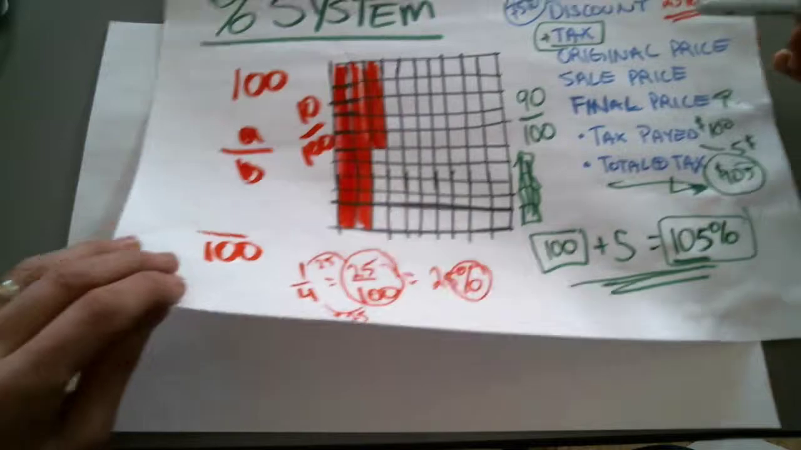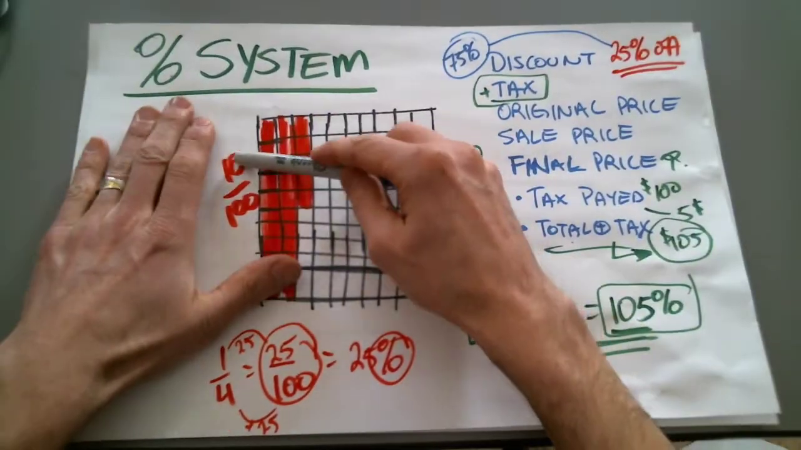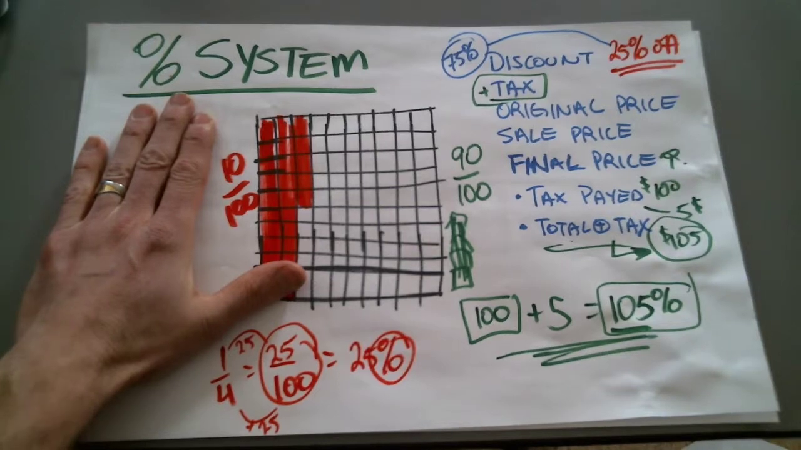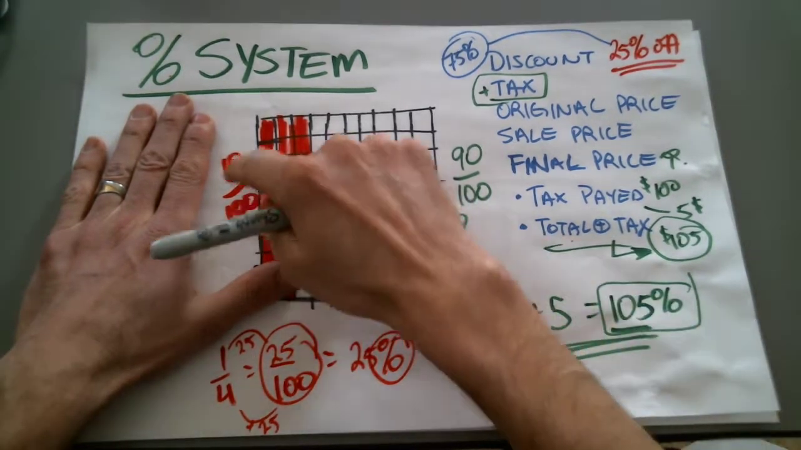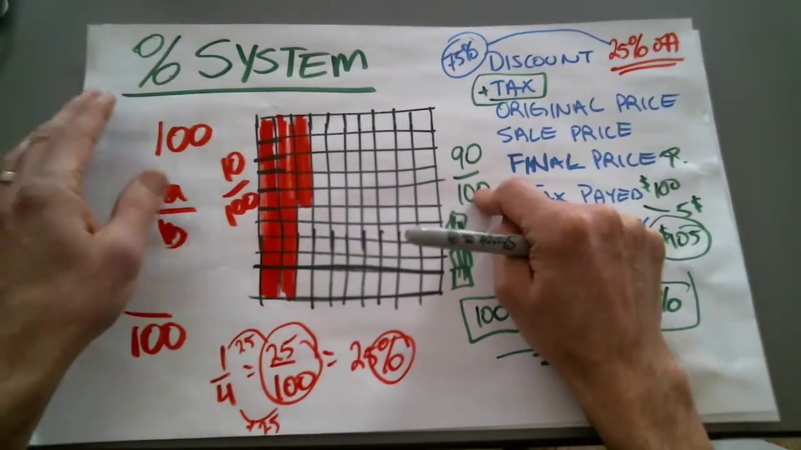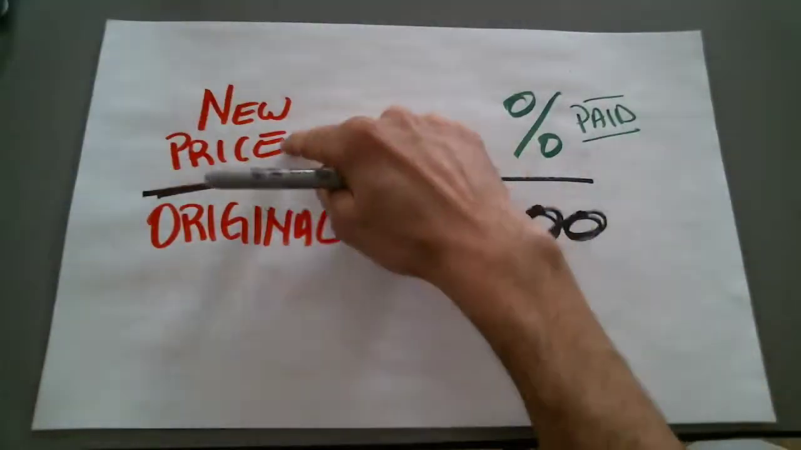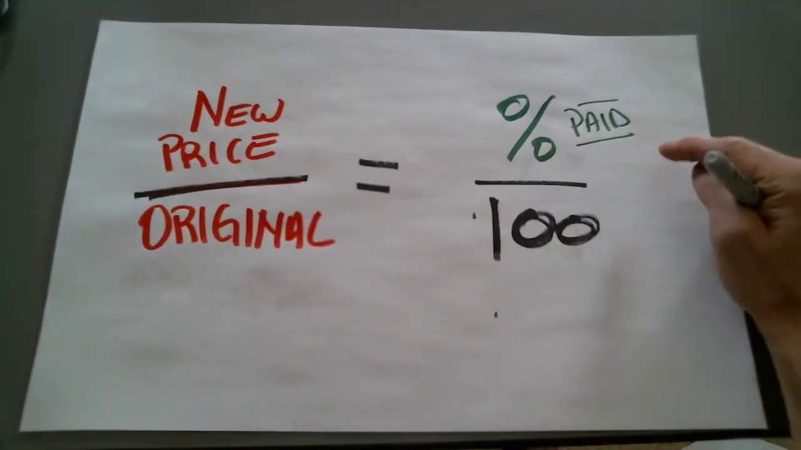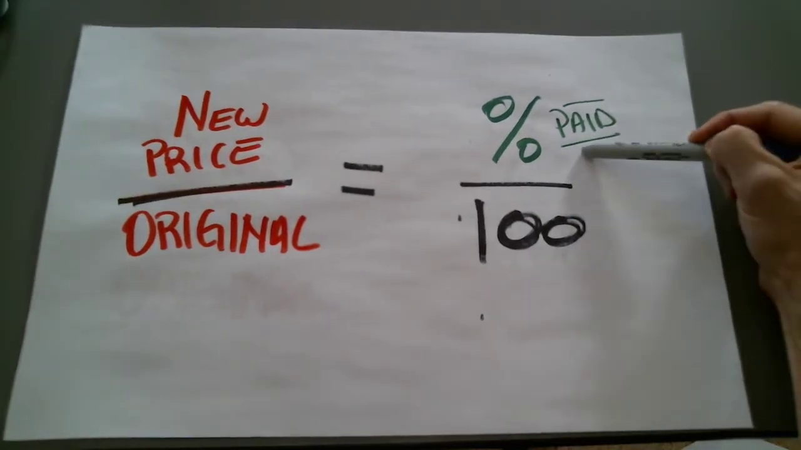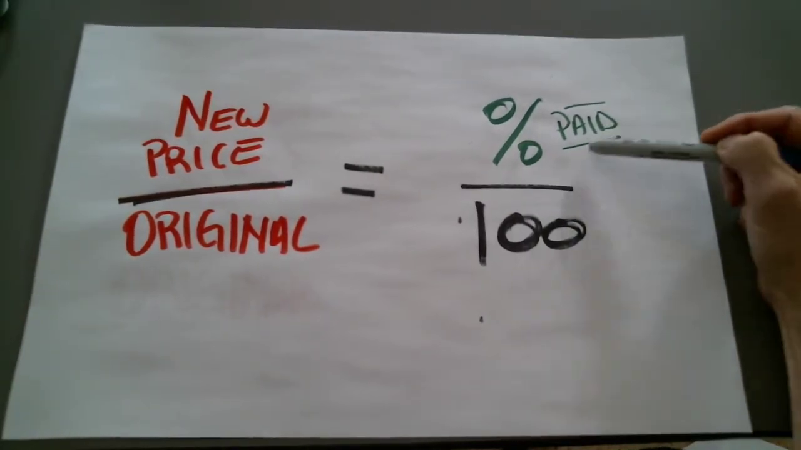So how does this work? Over here, my discount is 10%. Am I paying the 10% or am I saving the 10%? That 10% is only what I'm saving. I am paying the 90%. So over here, which one would you put on this ratio? My new price, is it 10% or 90%? It's 90%.